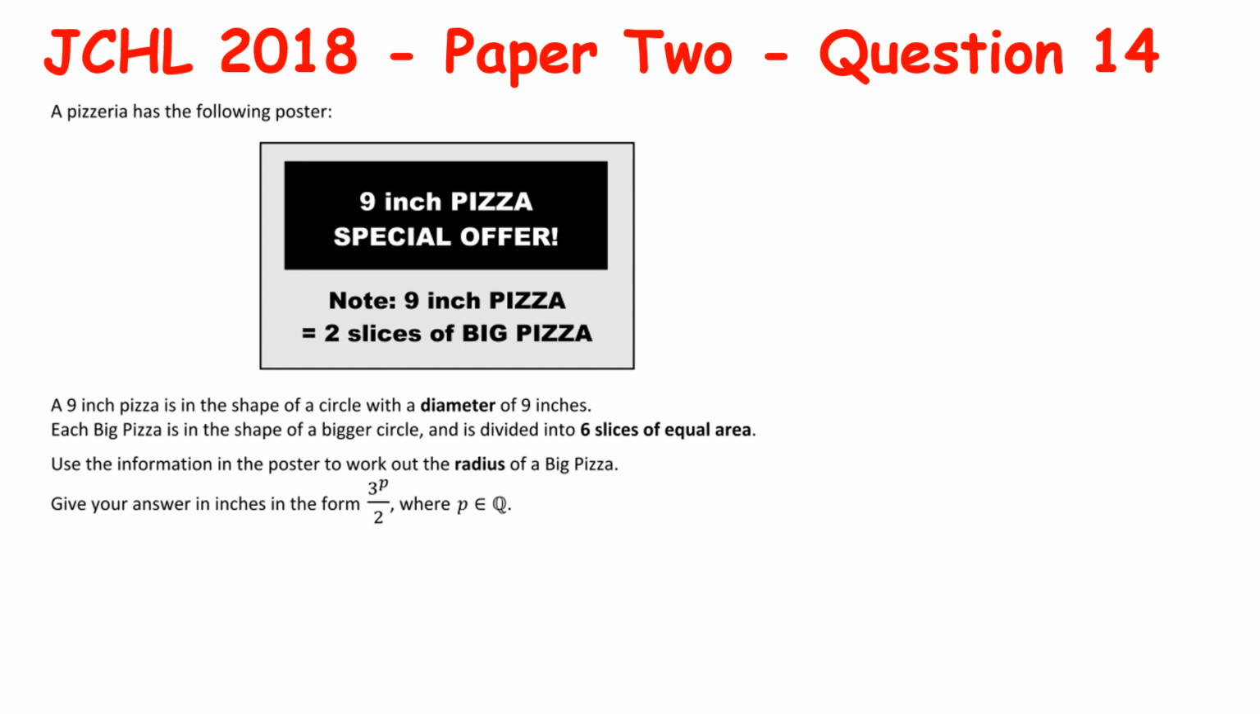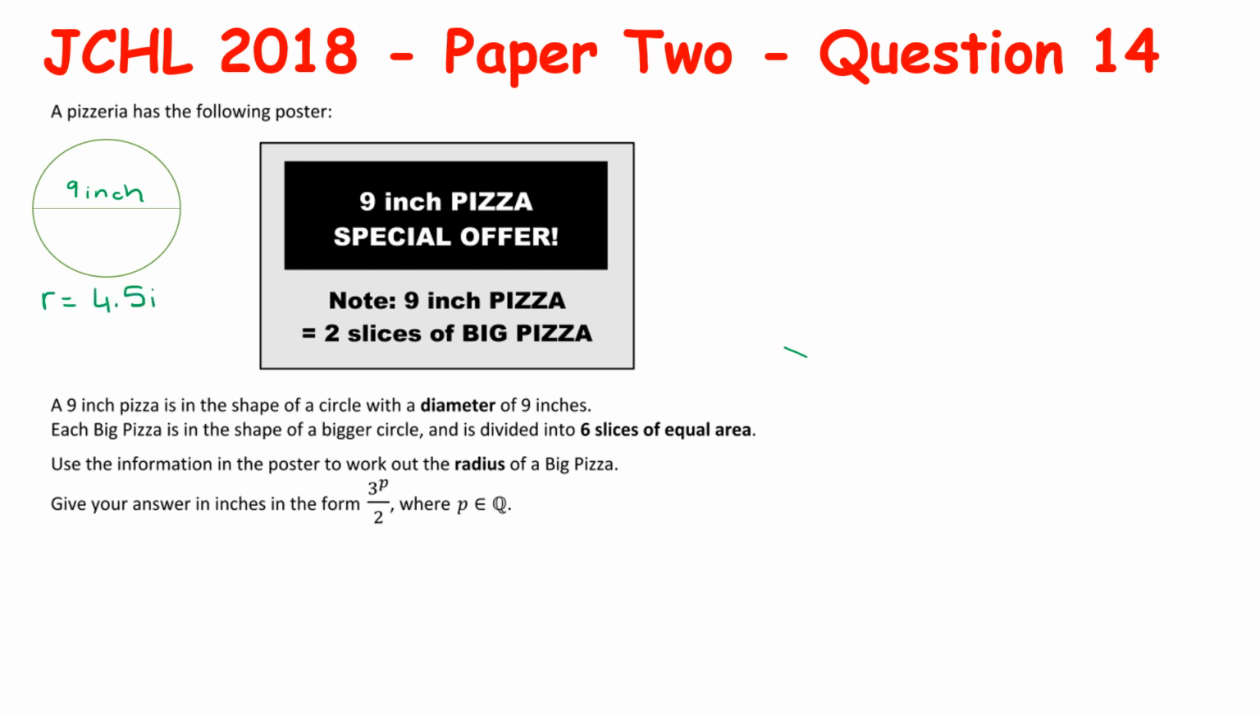Give your answer in inches in the form 3 to the power of p over 2, where p is an element of Q. So there's a huge amount going on in this question. The first thing we're going to do is try draw out what's happening. So a 9-inch pizza is in the shape of a circle with diameter 9 inches. So here is my pizza. It has 9 inches across. That's its diameter, which means its radius is 4.5 inches.